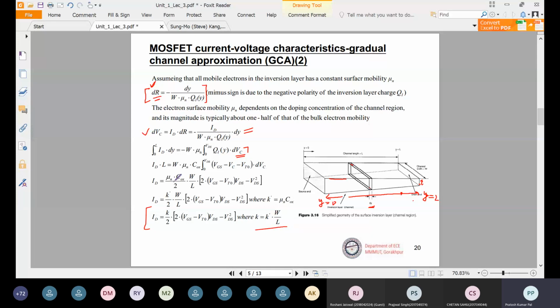Up to here, this is the expression that you might be aware of. This is the general expression, in the case of the linear region. Why? Because at the start we took the MOSFET operating in the linear region. Then this will be the expression of current while the MOSFET is operating in the linear region.